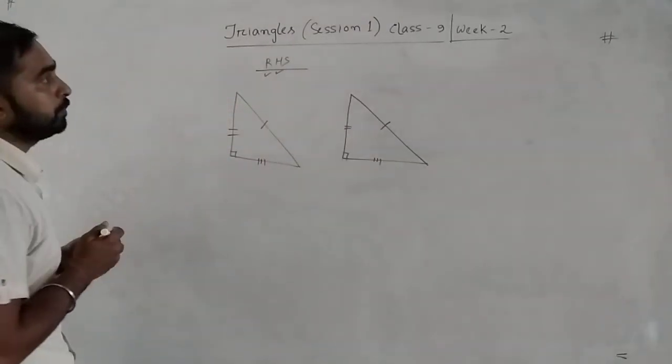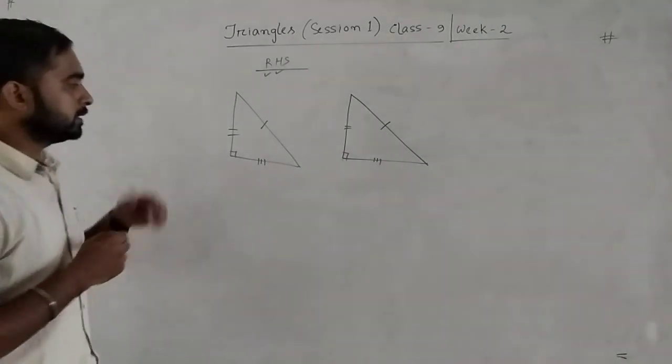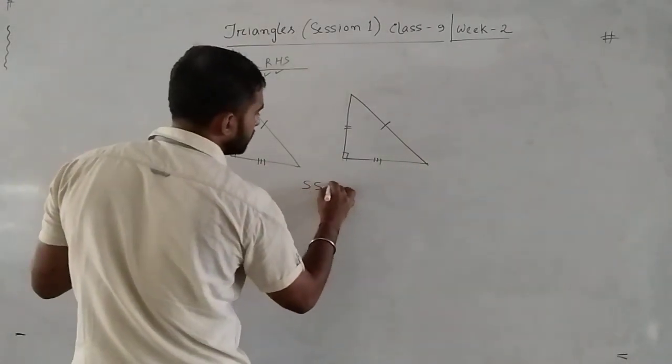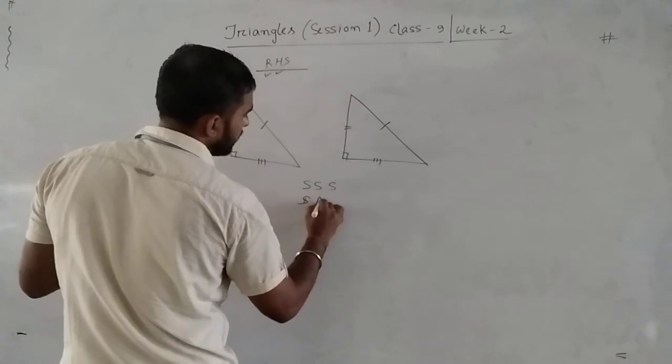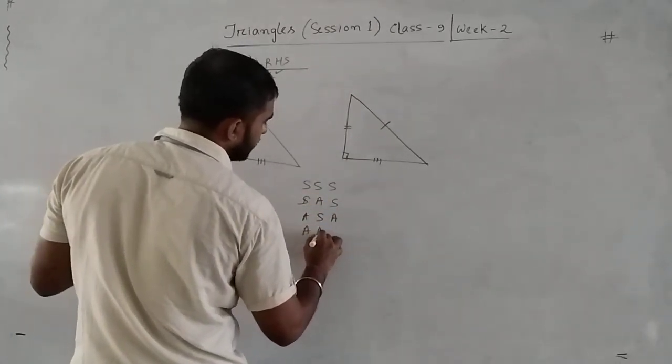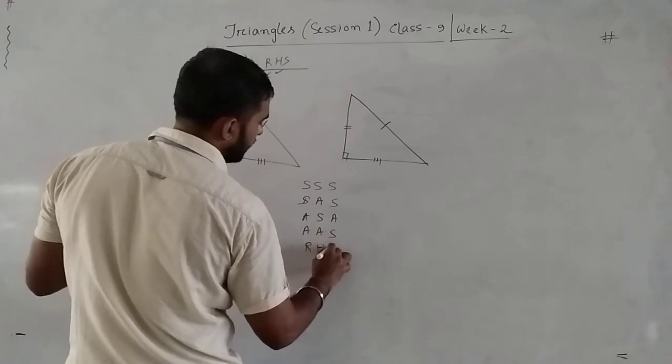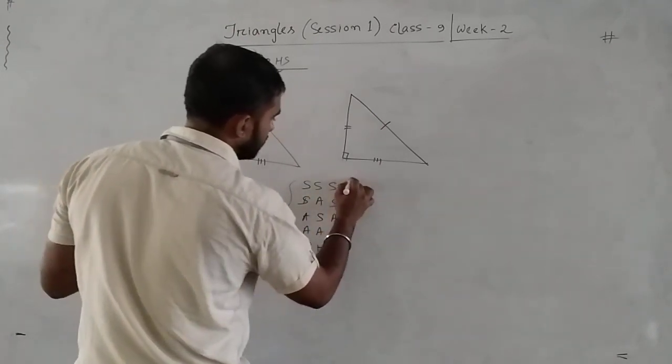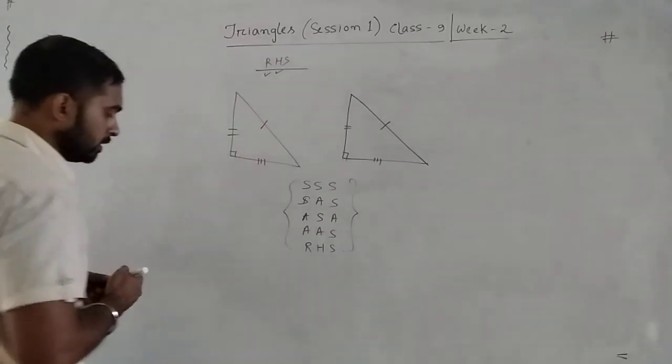So these are the 5 postulates. First one is side side side. Second one, side angle side. Then angle side angle, angle angle side, then RHS. These are the 5 postulates by which we can say the triangles are congruent.